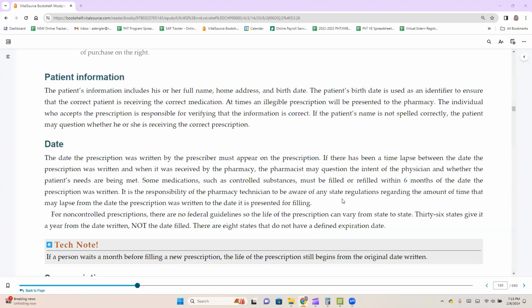The patient's information includes his or her full name, home address, and birth date. The birth date is used as an identifier to ensure that the correct patient is receiving the correct medications.